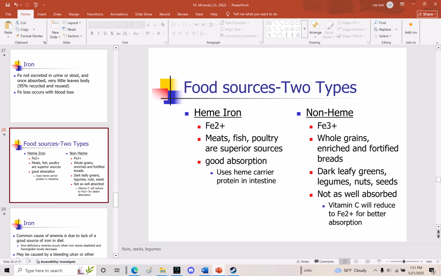Yes? When you mentioned microcytic anemia, is there one of the vitamins that causes microcytic anemia as well? No. Macrocytic, M-A-C-R-O, macrocytic anemia. That's B12 and folate.